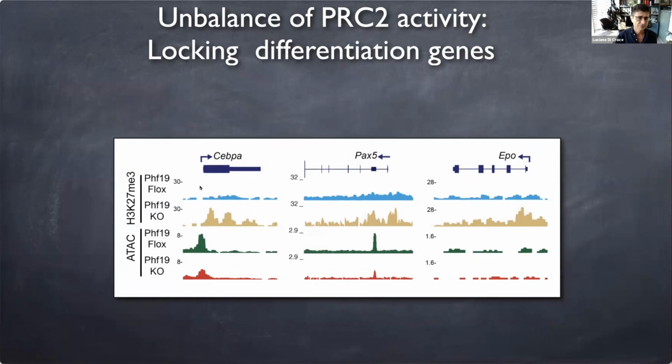Here are some examples. If you look at CEBP alpha, PAX5, and EPO, all three genes are important for several lineages of hematopoietic differentiation. In control cells, there is very little K27. Upon deletion of Phf19, there is accumulation of K27, also at PAX5 and EPO. And this goes hand in hand with the fact that the promoters become more compact, as measured by ATAC, which is a technique which allows measuring accessibility at a given location. In this case, we are monitoring the promoter region here.